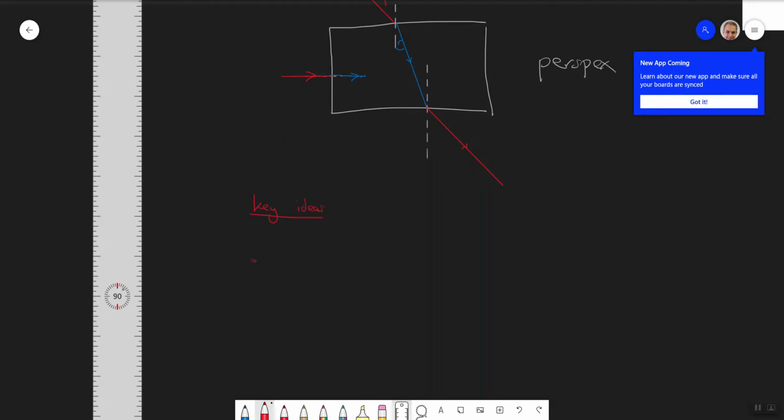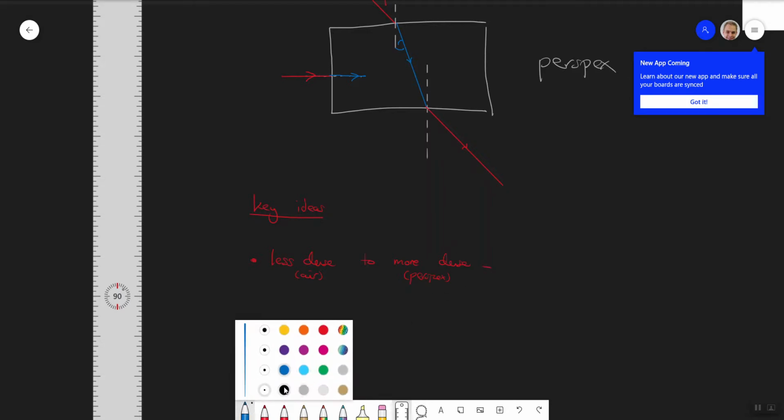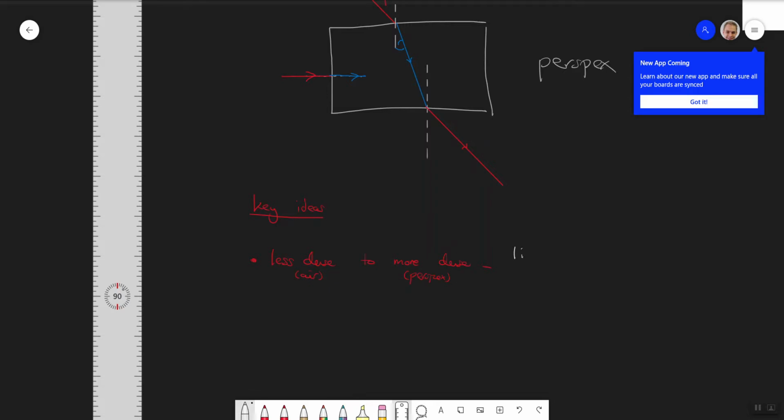So if the light is going from a less dense medium, say air, to a more dense one, say perspex, I'm going to write it in a different colour actually, we have light slows down and bends towards the normal.